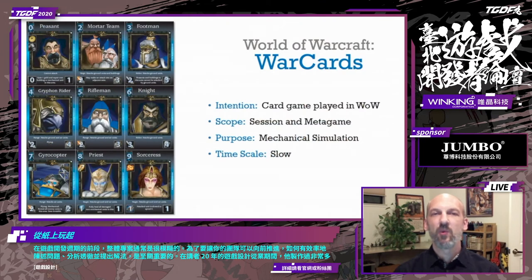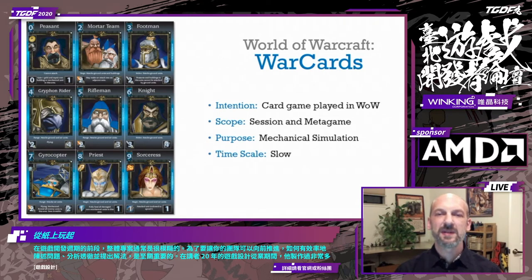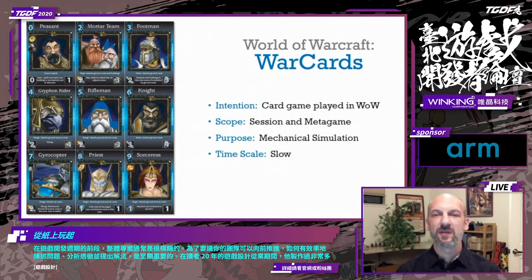We called the game War Cards, and our intention was pretty clear. What would be a card game to play inside of WoW? The original scope was meant to span only one session of the game, but since we worked on it for so long, we were also experiencing some of the metagame progression as we introduced new factions and balanced the cards over time. This would be similar to how the players would play the game inside of WoW, since they would be gradually adding cards to their deck as they got new ones from fighting monsters.